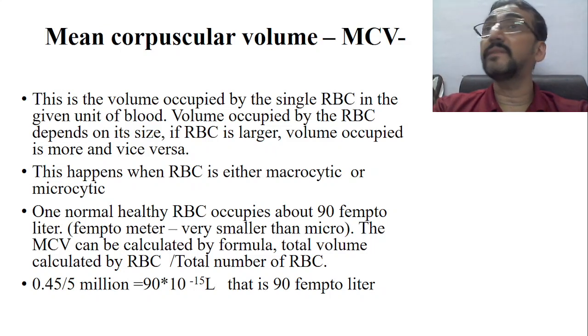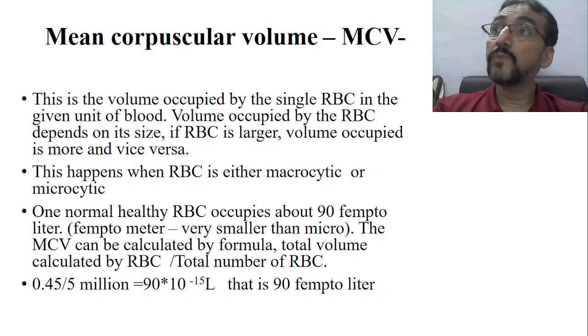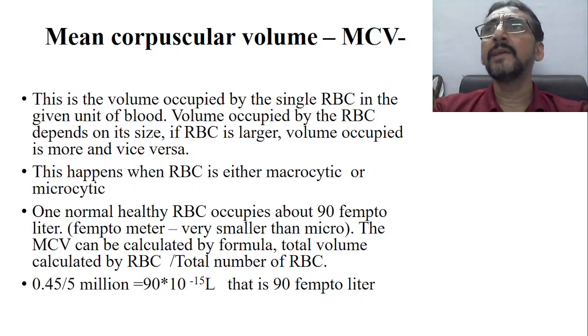Microcytic RBCs are seen in iron deficiency anemia. Microcytic RBCs are seen in thalassemia. Macrocytic RBCs are seen in megaloblastic anemia, folic acid deficiency and B12 deficiency, etc. So this is quite useful. So what did we see now? We saw MCV. How did we calculate MCV? Just PCV divided by red cell count, that gives the MCV. That's all. MCV means the volume occupied by a single RBC.